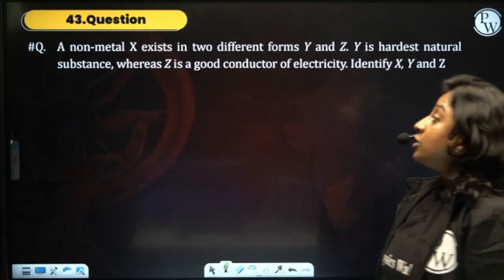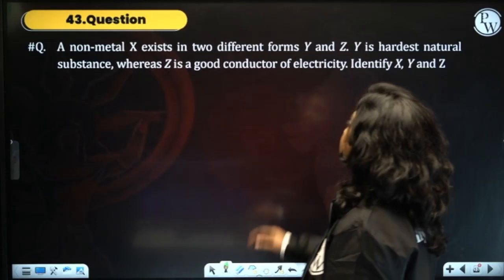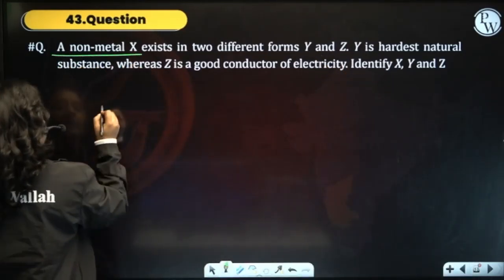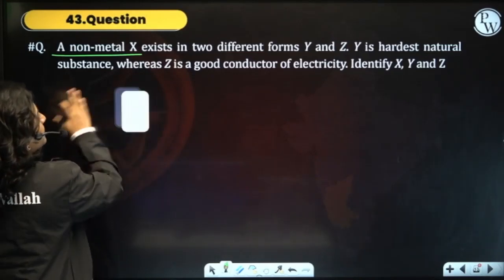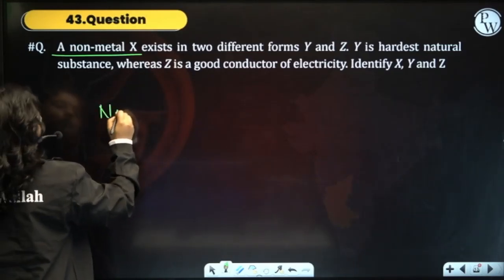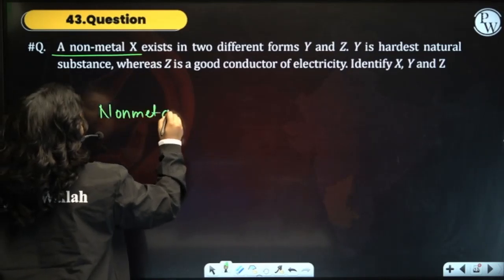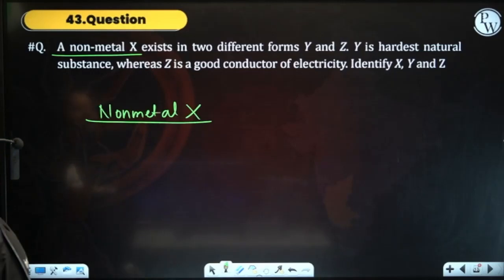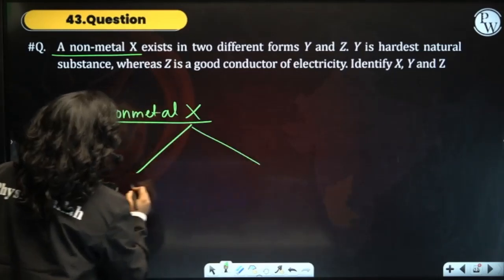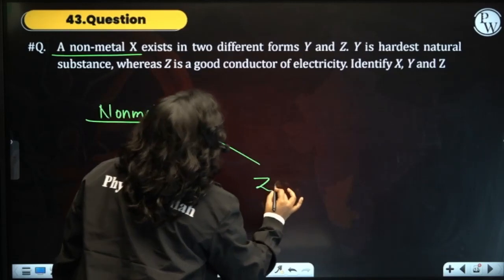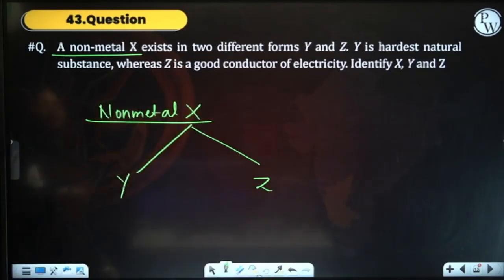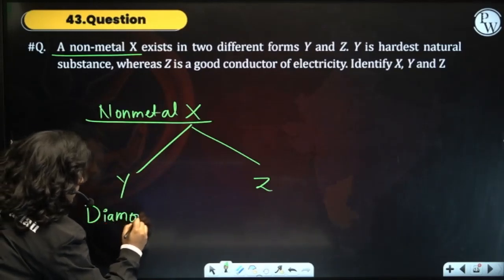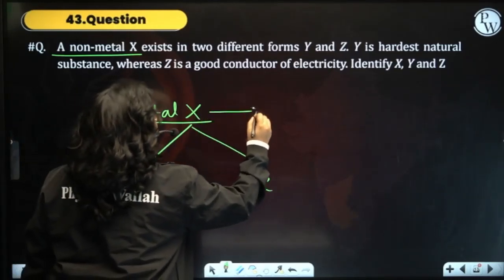43rd question. A non-metal X exists in two different forms, Y and Z. Are they talking about carbon? We don't know, we'll consider it as non-metal X. Y is the hardest natural substance, so it should be diamond, and diamond is carbon. So this X should be carbon.